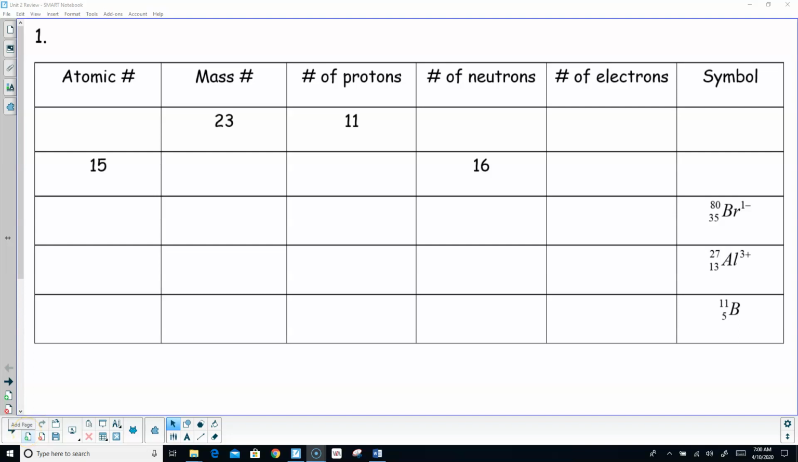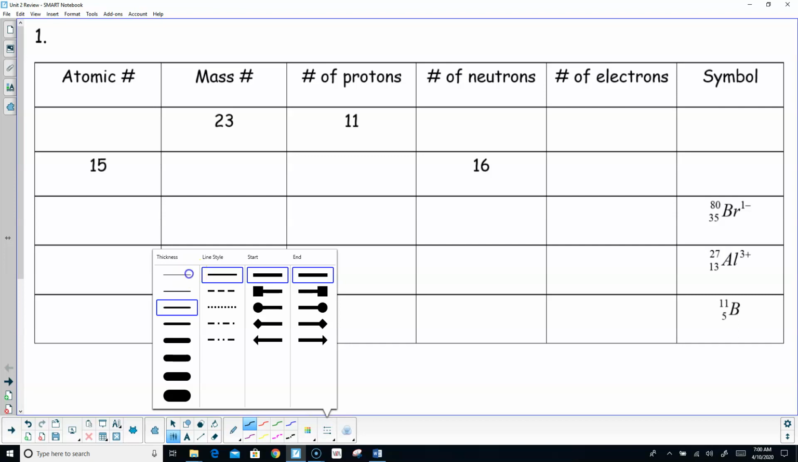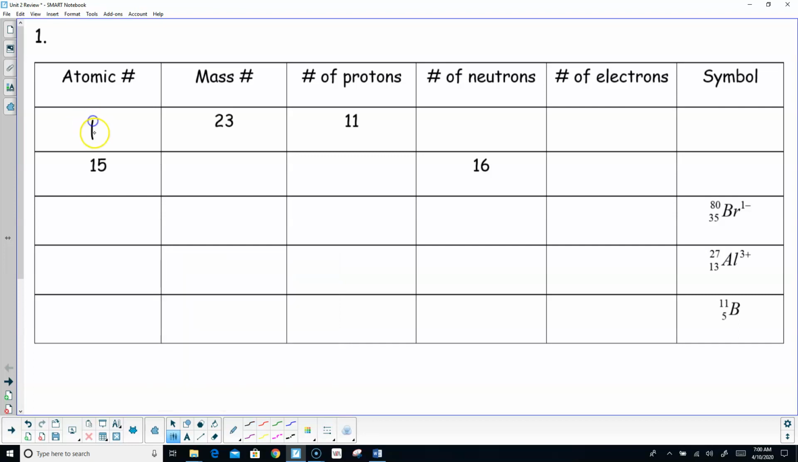All right, let's go over the Unit 2 review sheet. So this is the proton, neutron, electron chart. Let's take a look at this first one. It says we know we have 11 protons. Well, the number of protons, the atomic number, are always the same. That's going to be number 11.